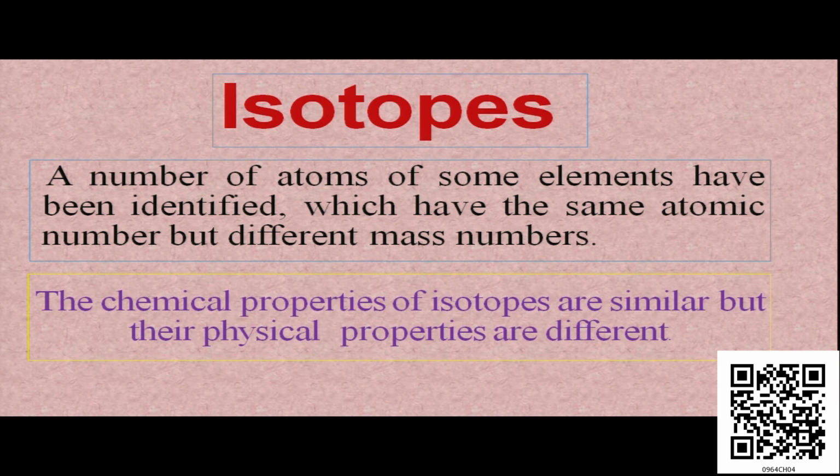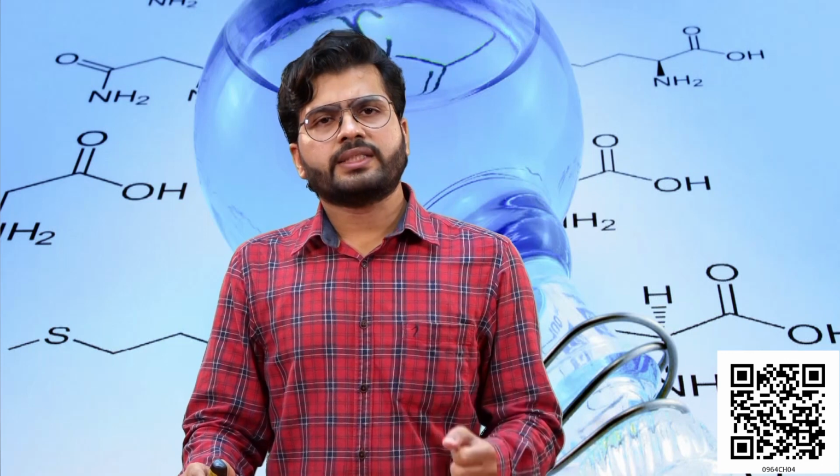A number of atoms of some elements have been identified which have the same atomic number but different mass number. Such atoms are called isotopes. The chemical properties of isotopes are similar but their physical properties are different, because of the difference in their mass number. We will take some examples of isotope pairs.